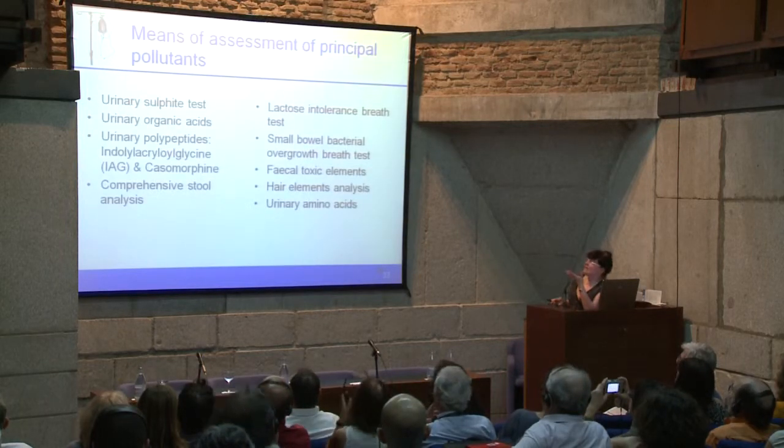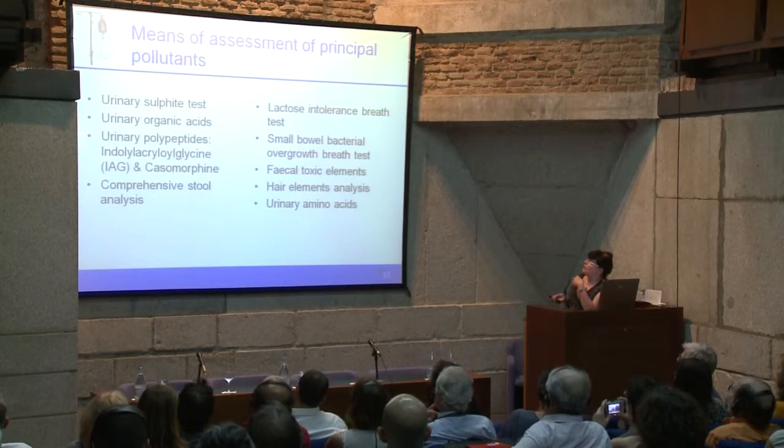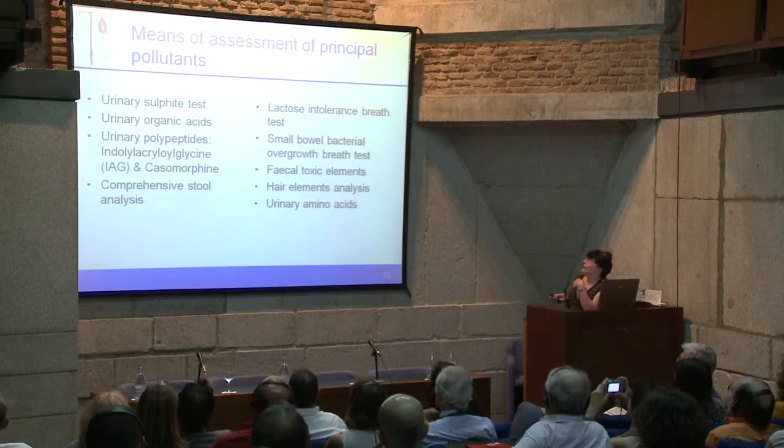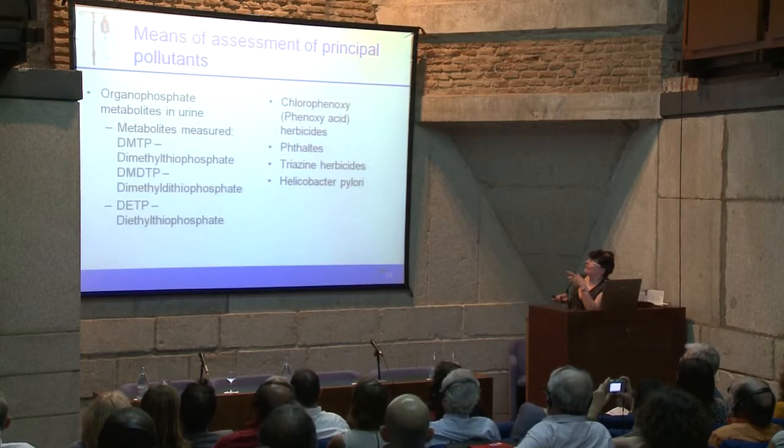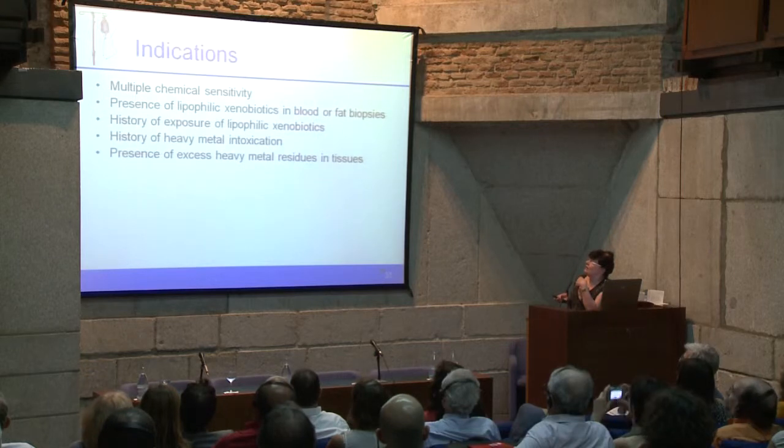So we assess the urine sulfide, organic acids, polypeptides. We would do various things like these here on the right, the bacterial overgrowth, look at fecal toxic elements or hair elements, amino acids, to look at the organophosphate metabolites either in the urine or the blood, and look for things so that we can then use our knowledge to help the individual.